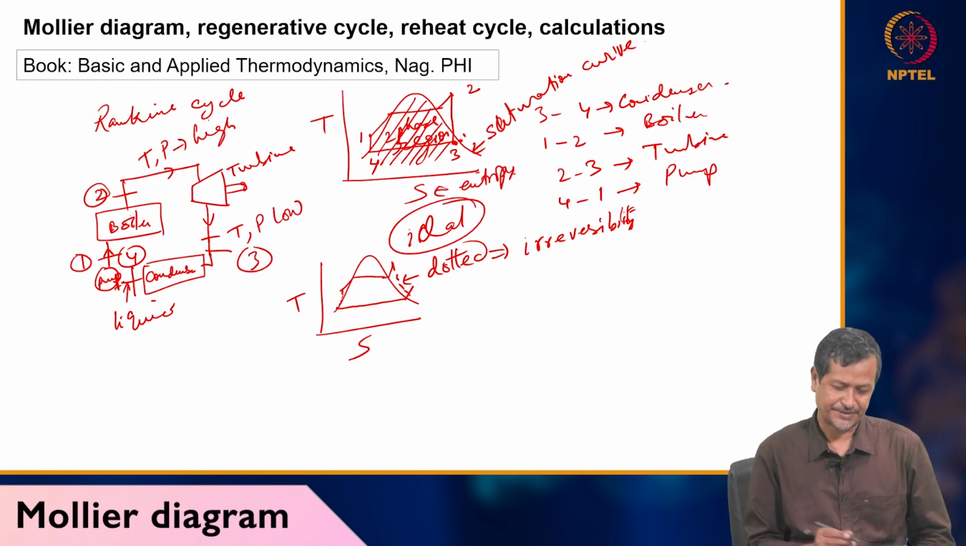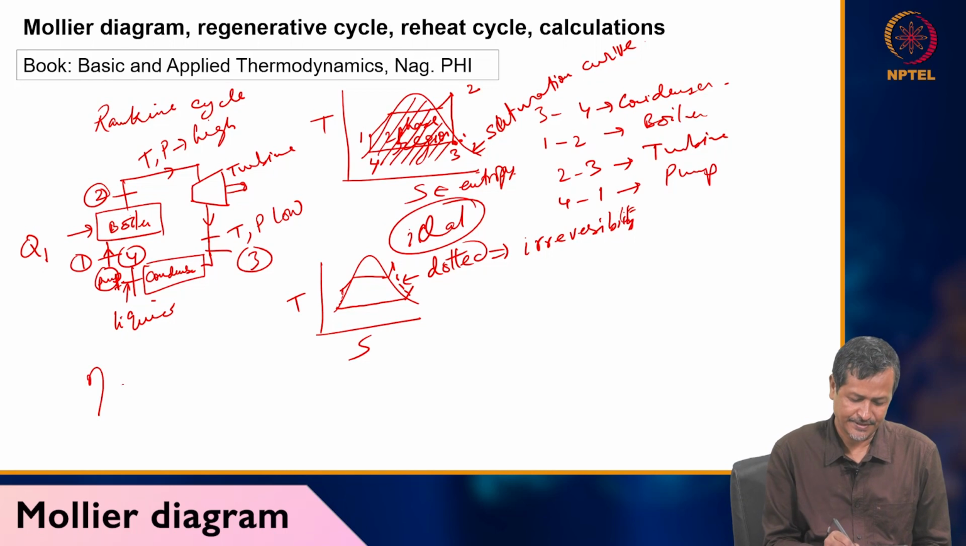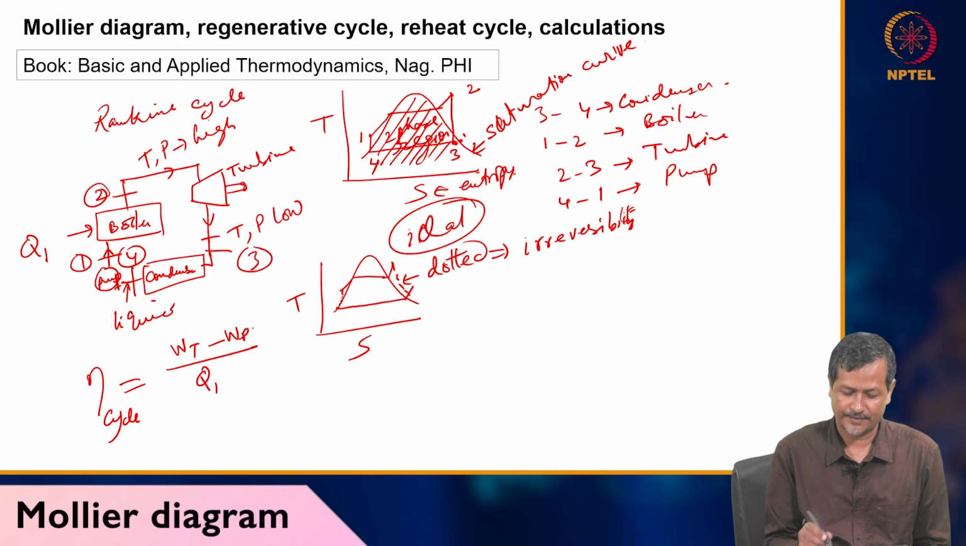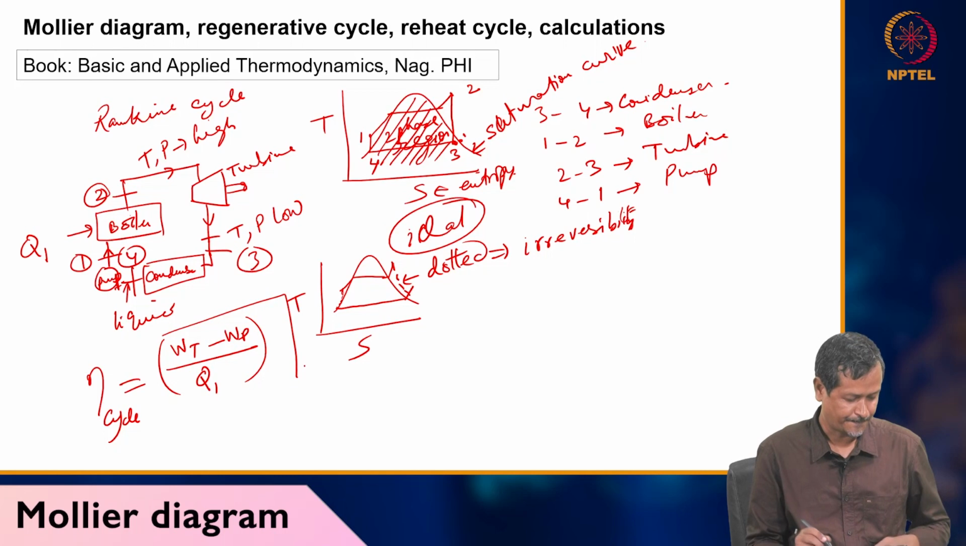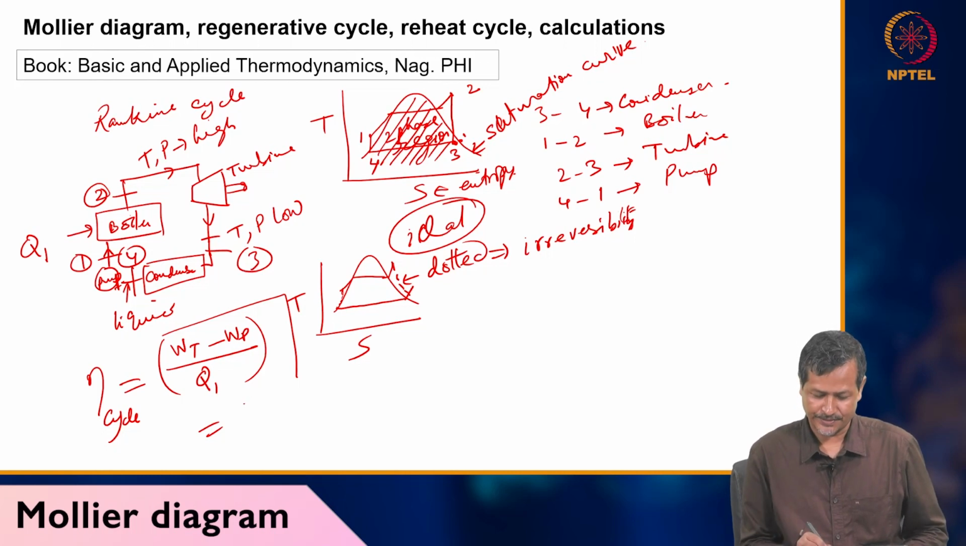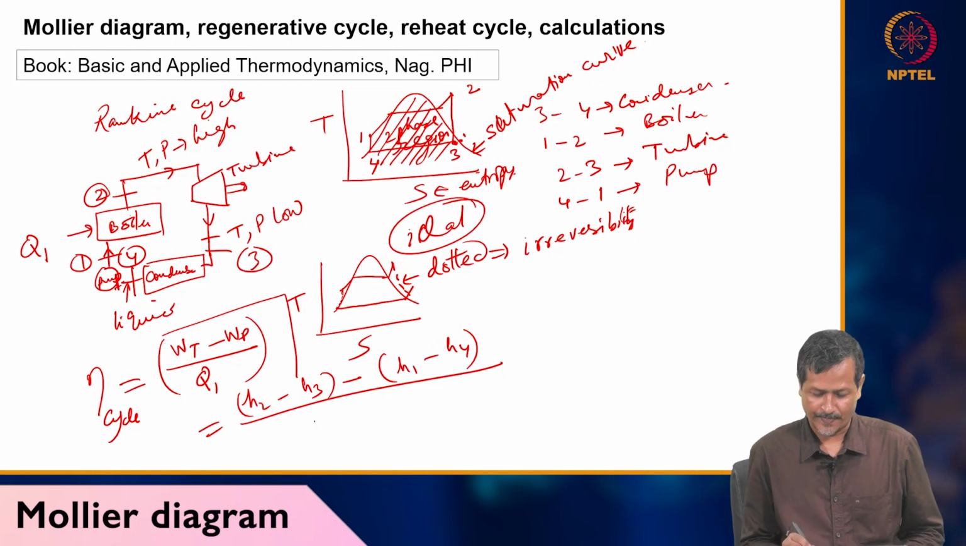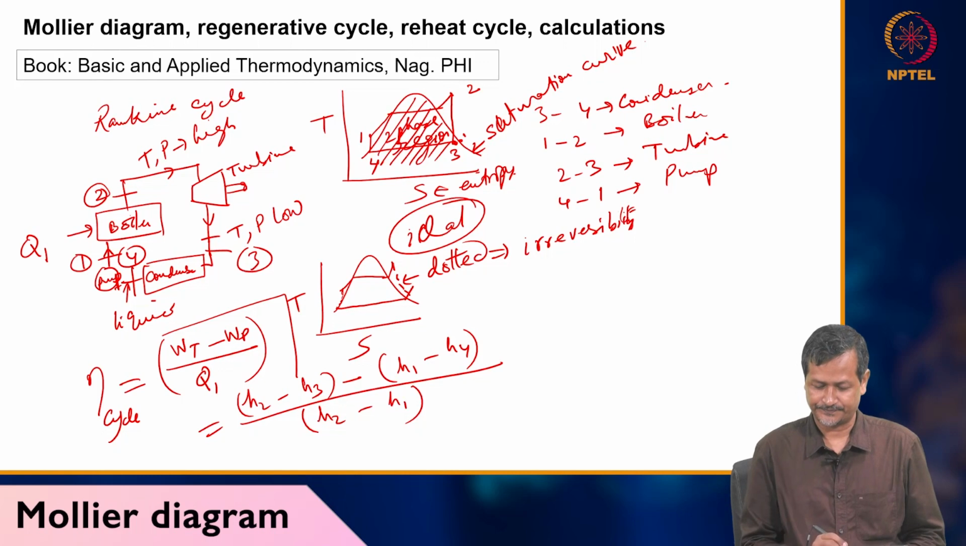Okay, now if we want to calculate efficiency, efficiency means heat input, how much you are giving, Q1, and how much power you are getting. So the Rankine cycle efficiency will be total power output, W turbine minus W pump, divided by Q1. Okay, this is your cycle efficiency. In terms of enthalpy, I'll write it like this: turbine power output H2 minus H3, minus pump power input H1 minus H4, divided by heat input. Heat input is your 1 to 2, so H2 minus H1. Correct, right? Is that okay?